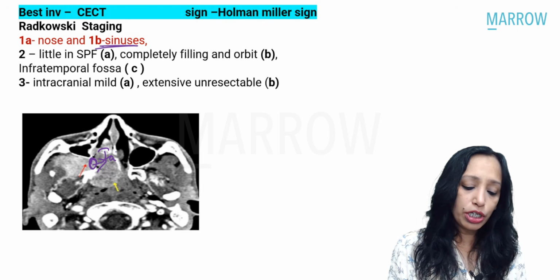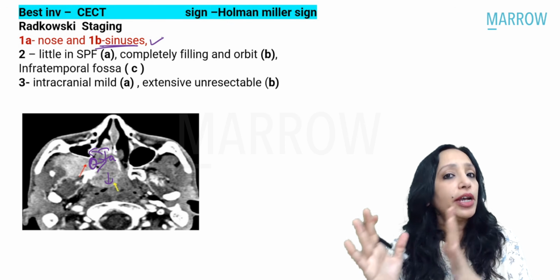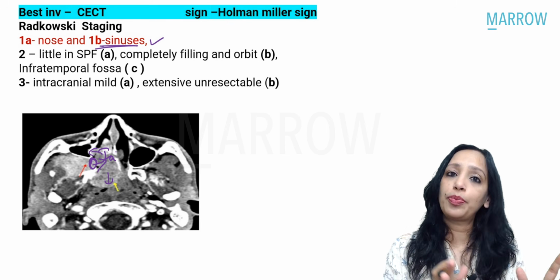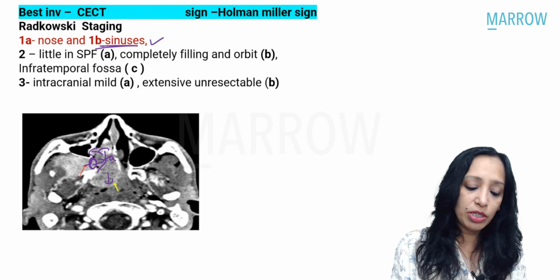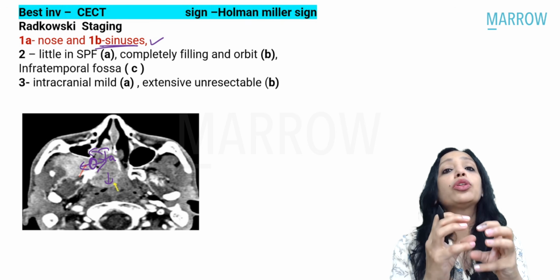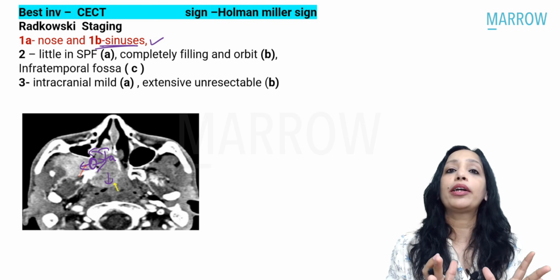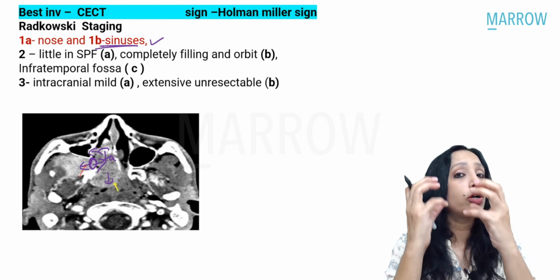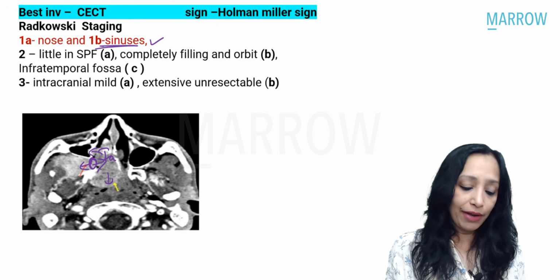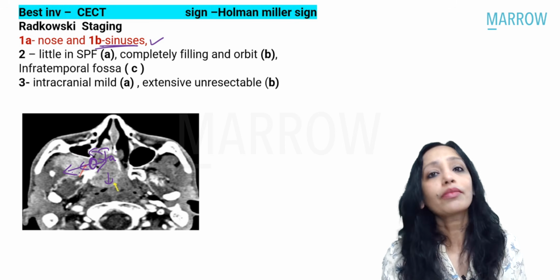So if from the nose it is going into the sinuses, that is 1B. Medial spread is 1. 2 is lateral spread. Lateral means where does it go? Into the sphenopalatine fossa. If there is little spread into the sphenopalatine fossa, that is 2A. When it is extensive spread into the sphenopalatine fossa, completely filling it and going into the orbit also, that is 2B. And when it goes further laterally into the infratemporal fossa, that is 2C.